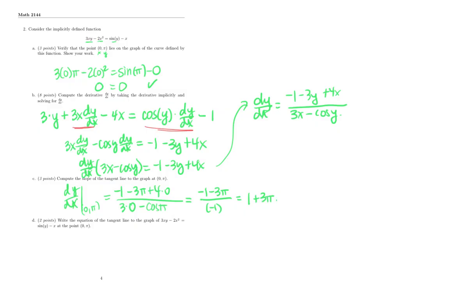And then it says write the equation of the tangent line to the graph at that point. Remember, this is my x and y value, and I know that this is my slope m. So y minus y1 equals m times (x minus x1). So I can just plug in my x1, y1, and my slope. So y minus pi equals my slope, which is 1 plus 3 pi, times (x minus 0). And there's my equation of my tangent line.